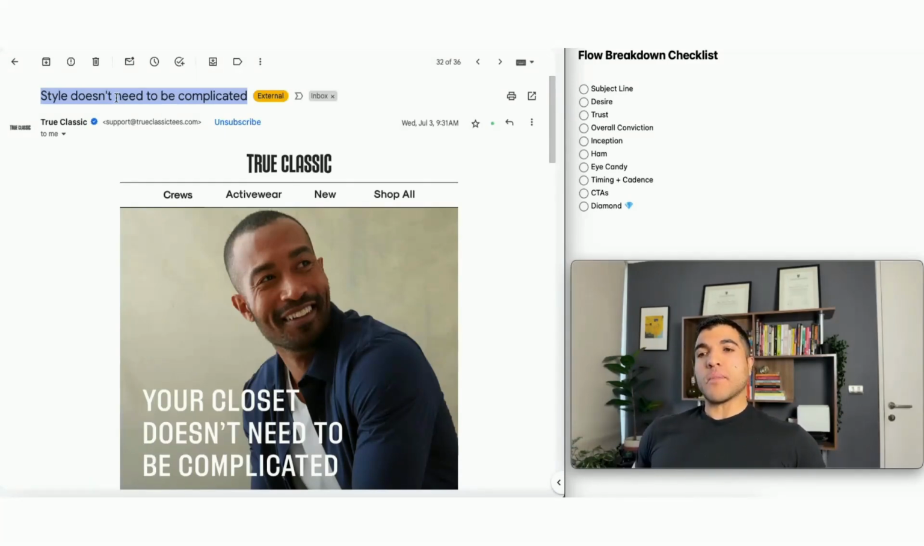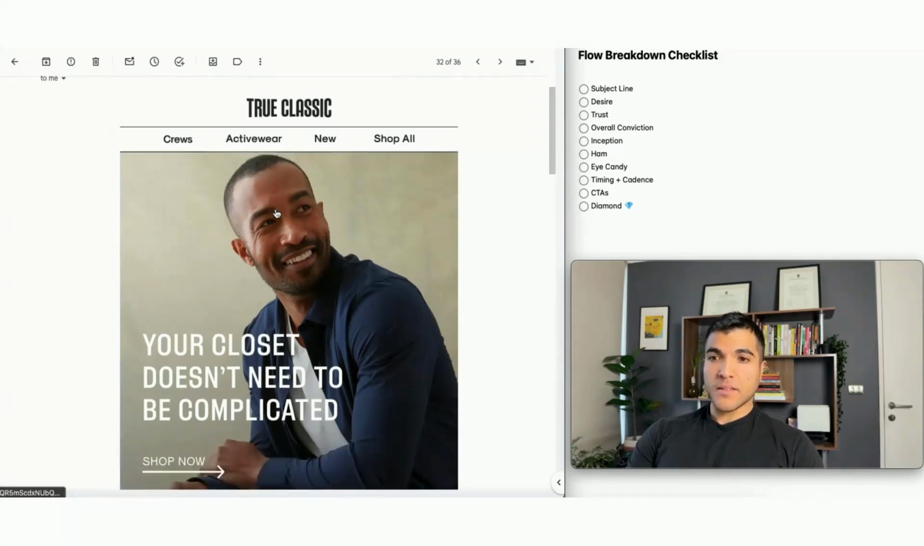So this is appealing to men like me who find it hard to dress nicely. Which is why I purchased from True Classic. Or rather, they send me this. But in any case, style doesn't need to be complicated. It's a pain point that people have, and most likely a big part of the audience, right? So this is a nice frame. Let's see if they pay it off.